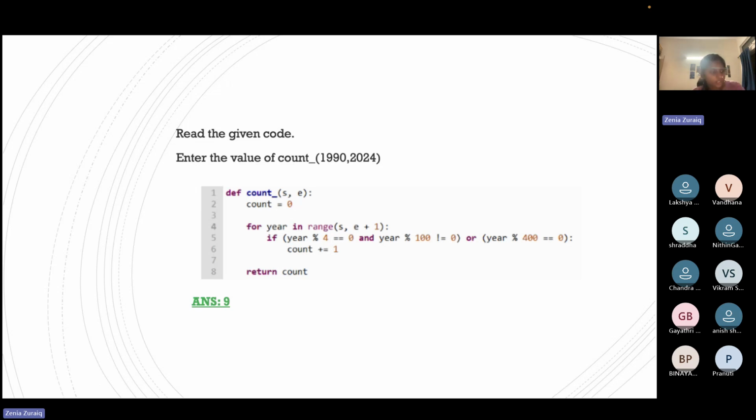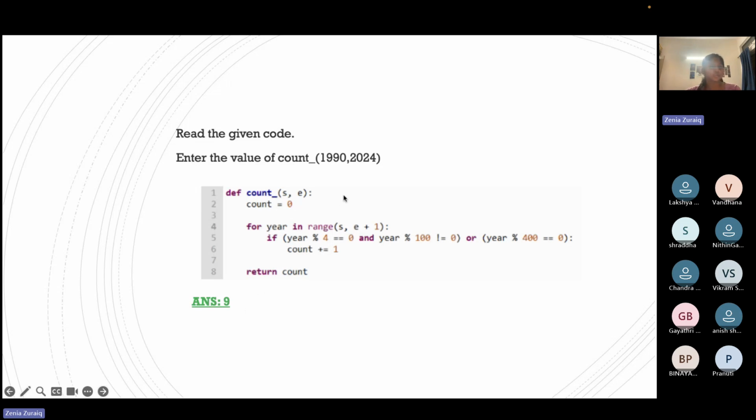Here you have to be very careful whether 2024 is counted or not. So 1992, 96, 2000, 2004, 8, 12, 16, 20, 24. So 24 is also counted. When we give the range, you're actually giving e plus 1, so that 24 is also counted. Suppose we had not given this e plus 1, then because range does not consider the last value, 24 would not have been counted and it would have just been 8.